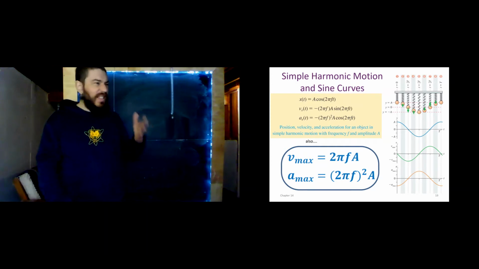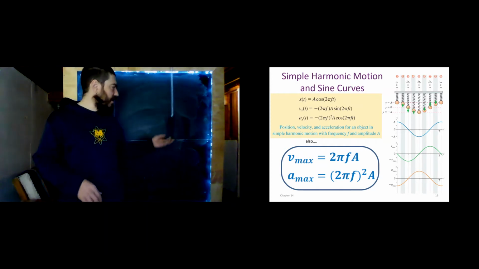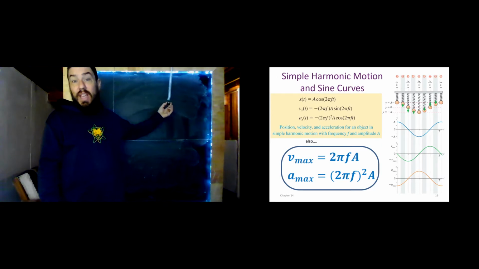And if you look online, it's easy to find that. It's not that hard, but I'm just not going to deal with that. I'm going to deal with very specific situations. T equals 0 when the object is at the maximum displacement on the positive side of the equilibrium position.